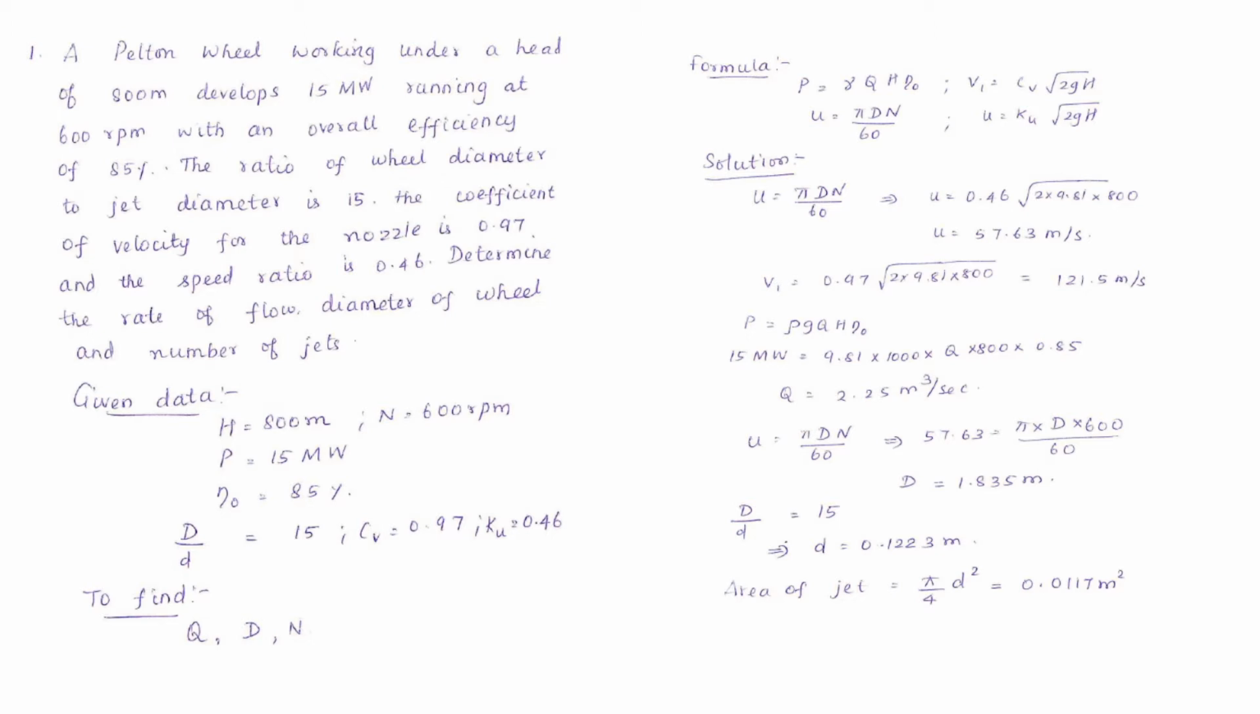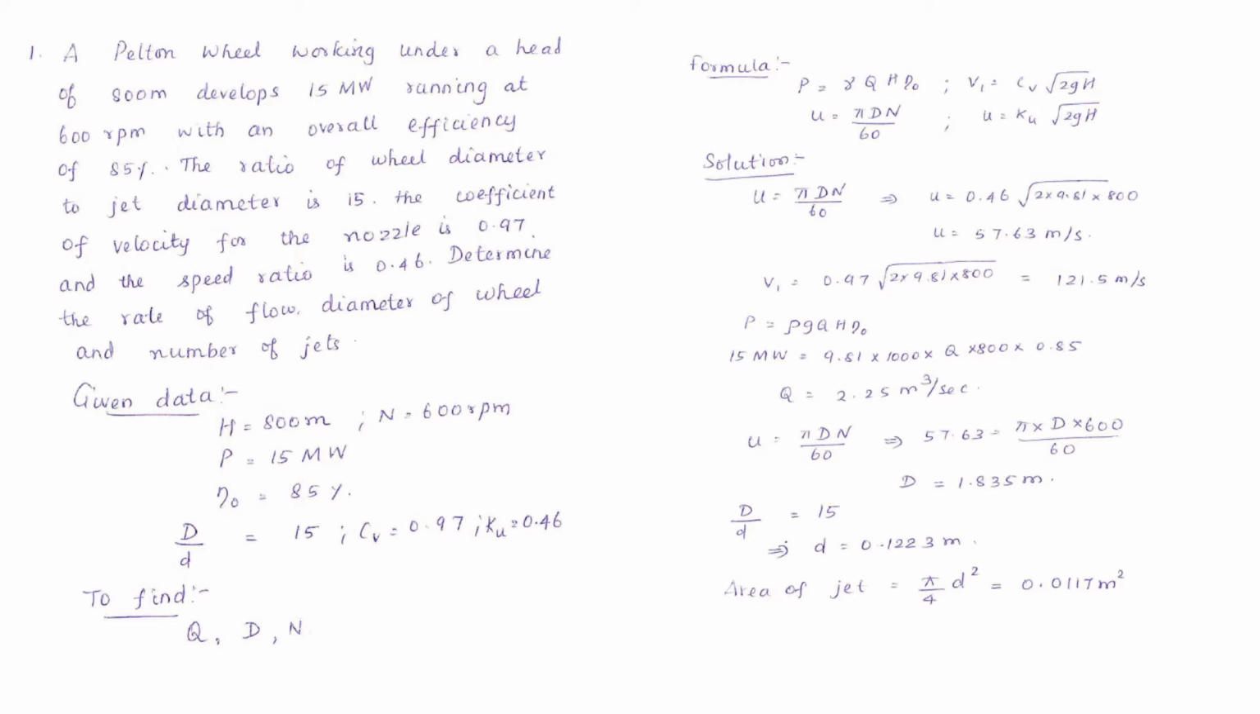They have given. What we have to find is rate of flow, that is Q, diameter of wheel capital D and number of jets, that is small n. It's not capital N, it is a small n. So what is the formula for finding the discharge?